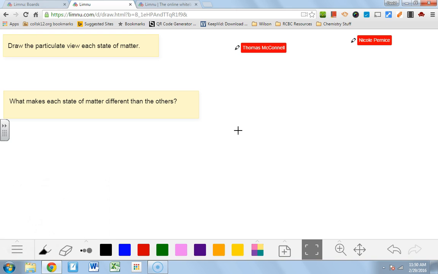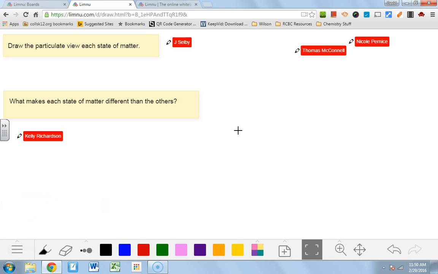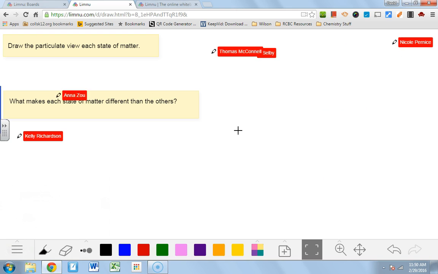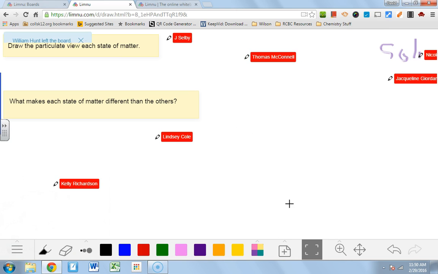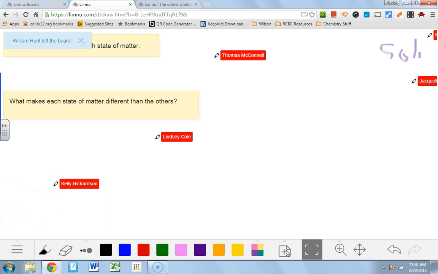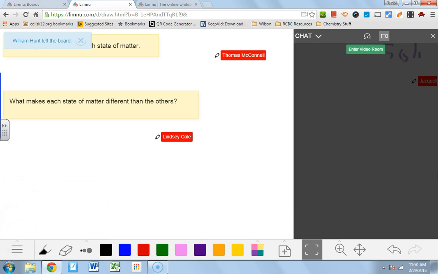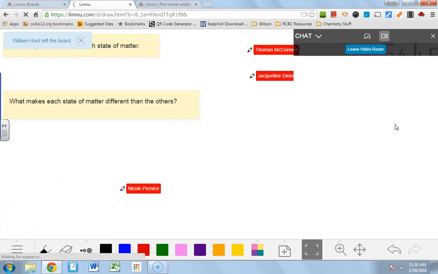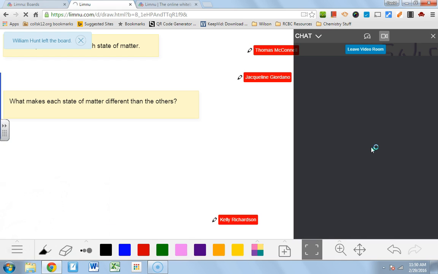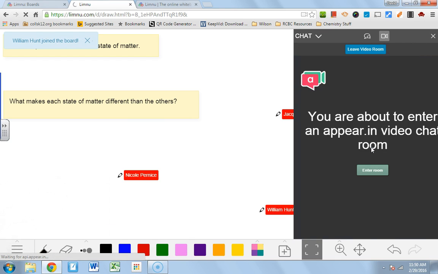You can see Tommy and Nicole, they're going at it. They're trying to figure out what the state of matter is. Okay, and so maybe one of the questions is they're trying to figure out what particulate means. Well, one of the things I can do here is start a chat. Okay, and so I'm going to enter the chat, and now I can video chat with my students who are here.